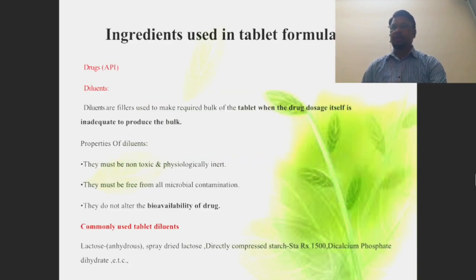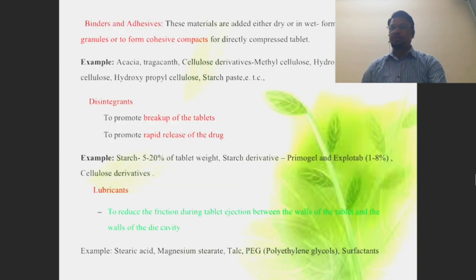Okay. So these are the ingredients: the drug, that is the API, diluent, which is used due to the bulkiness, then disintegrant, then lubricants are used. Okay, disintegrant is basically used to promote the breakage of the tablet. Okay, it will rapidly release the drug. Binder is basically used to hold the tablet granules together in one place. Okay, these are some examples.